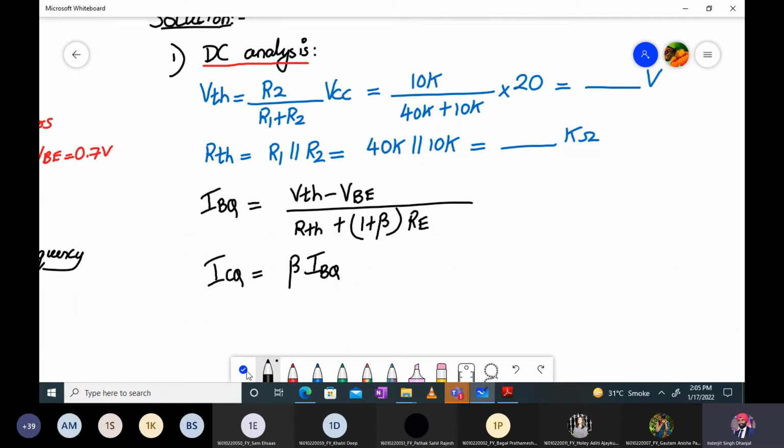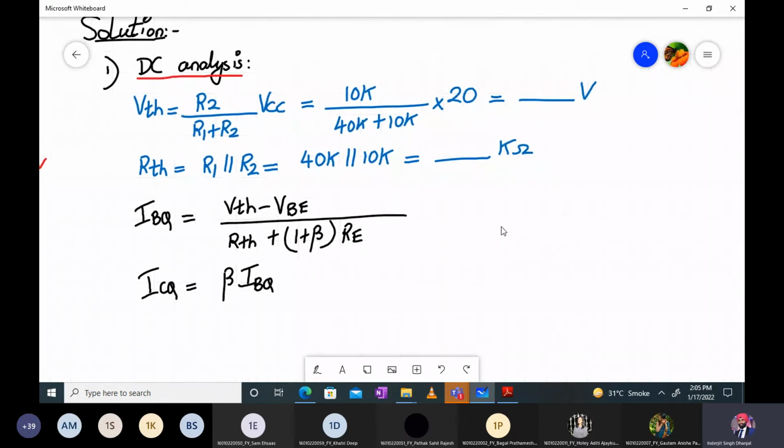We have to complete at least 2 parts today. Everyone, please help me out in calculating this value. VTH is how much? VTH is 4 volts. Yes, it is 4 volts, correct. Next, RTH. How much is the RTH value? Anyone else? 40 parallel 10, yes, perfect, 8K. Very good.